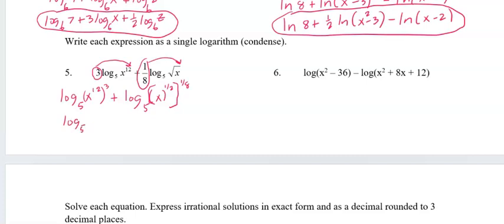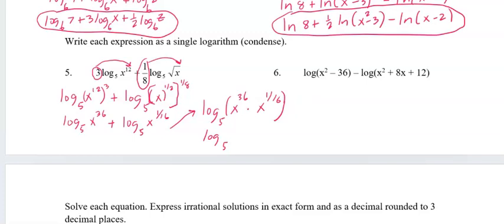So log base 5 of x to the 36th power. And this is log base 5 of x to the 1/16th power. All right. And to put these two together, since I'm adding, this is the product property, so I'm going to put these together as one single log using multiplication. And now I'm going to put these two x's together.